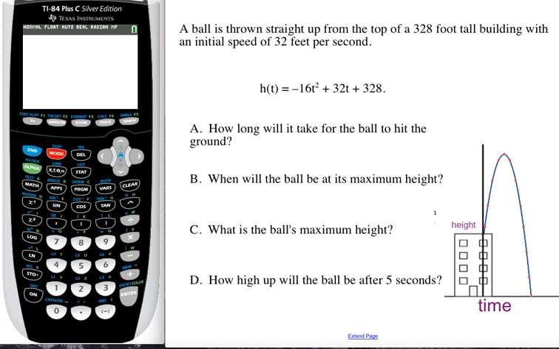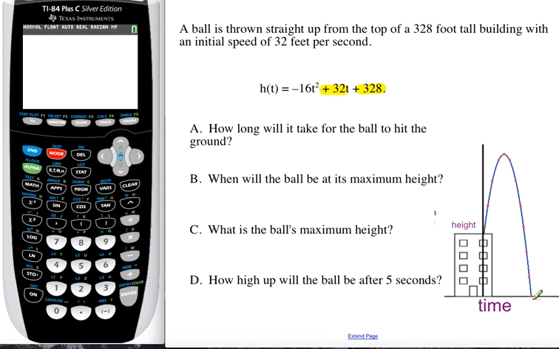A ball is thrown straight up from the top of a 328-foot tall building with an initial speed of 32 feet per second. So all I did was plug in 32 for v sub 0, and I plugged in positive 328 for how high up it initially started. Down here in the right corner, I sketched an image of the path the ball would take over time. So it goes straight up, gravity takes over and causes it to accelerate more quickly towards the ground.